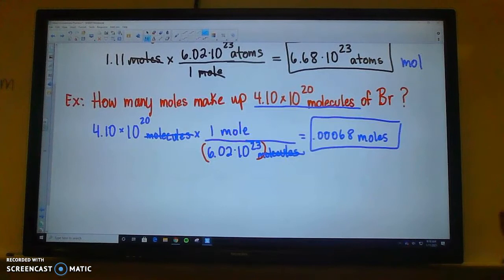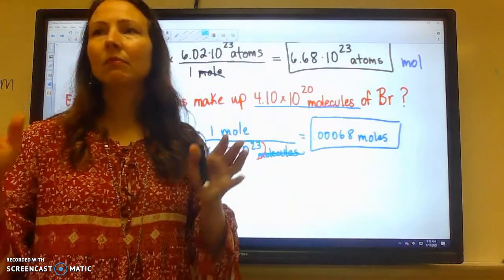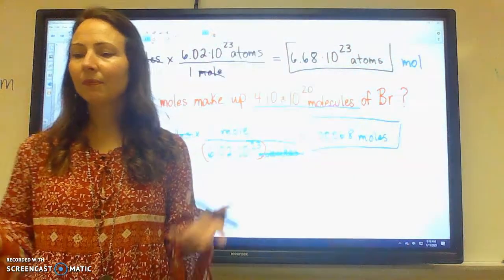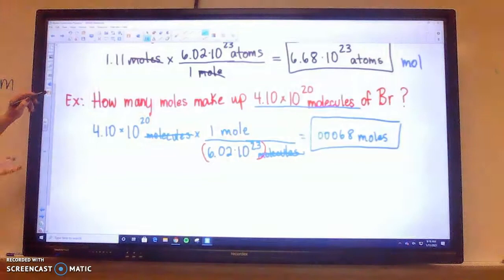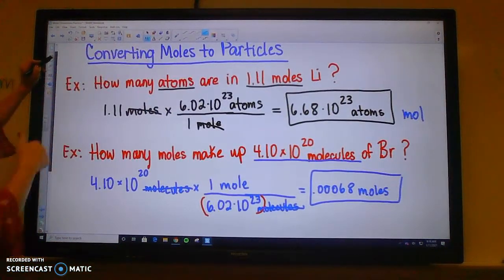Yep. So anybody else have questions? No? Okay, does this look pretty easy so far? Yes. And it's always going to look easy when someone's doing it with you, okay? But anyway, so that is converting going from moles to particles and vice versa.